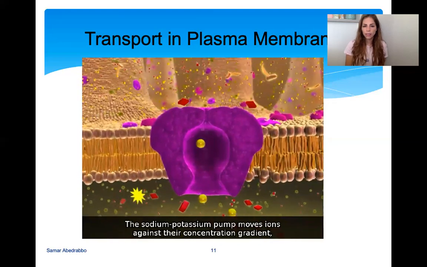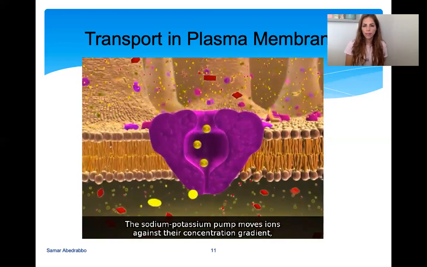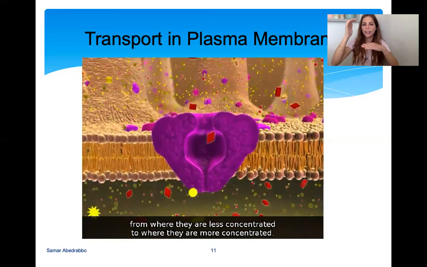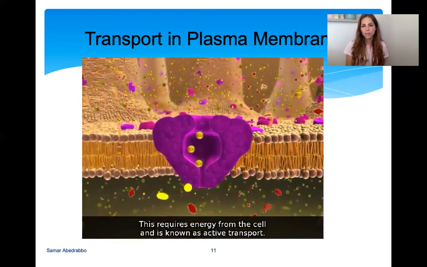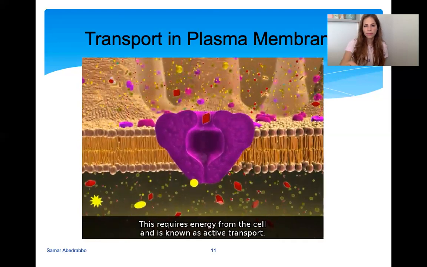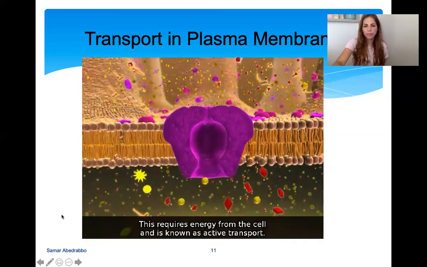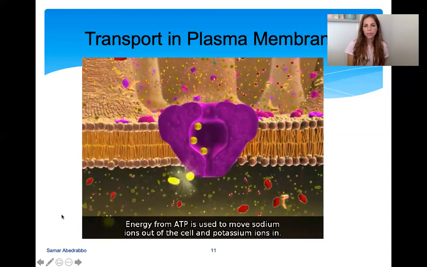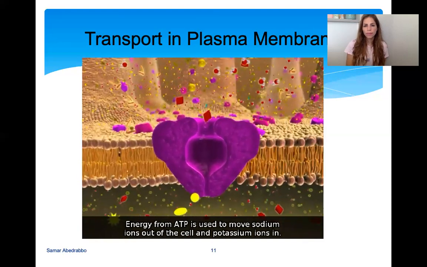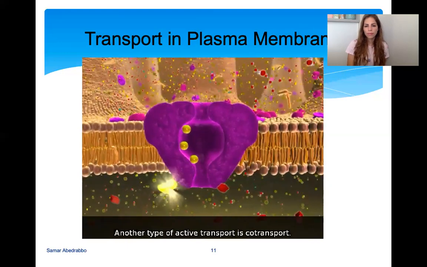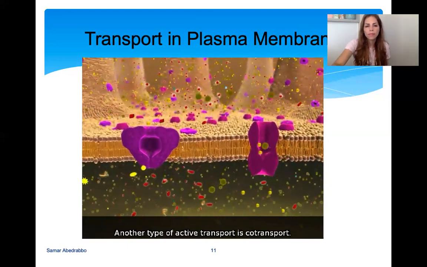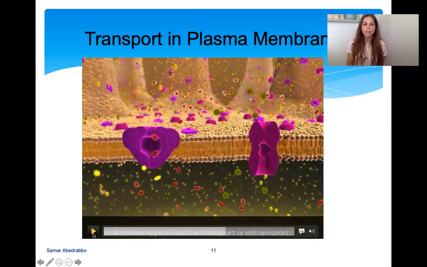The sodium-potassium pump moves ions against their concentration gradient, from where they are less concentrated to where they are more concentrated. This requires energy from the cell and is known as active transport. Energy from ATP is used to move sodium ions out of the cell and potassium ions in. Another type of active transport is co-transport. Okay, I'm going to stop it here.